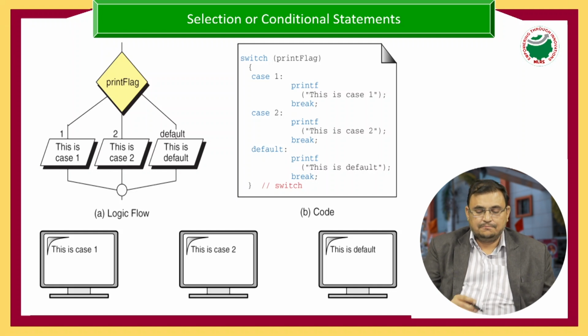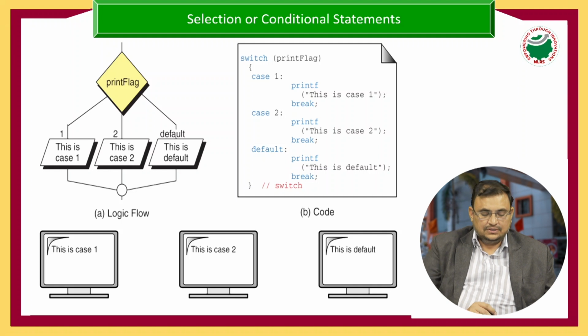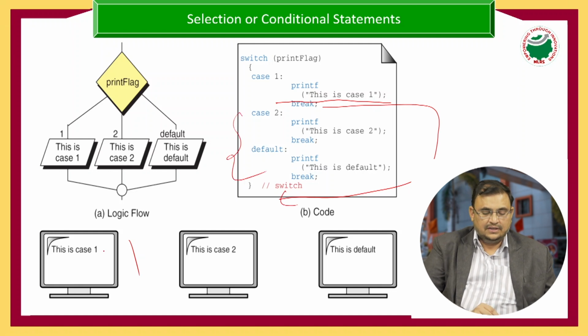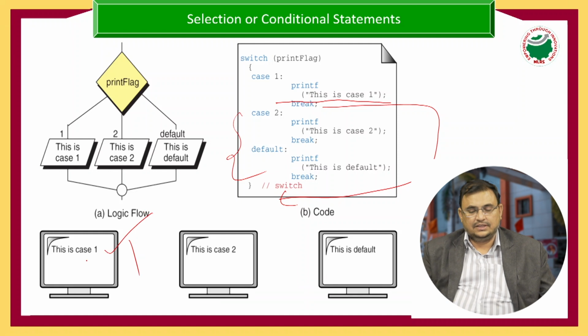What happens if you use break? Now see, if case 1 is a match, it will print this is case 1. Then you are applying break, so control comes out of this switch. The remaining two cases are skipped. That's why if the case is 1, it will print only this is case 1. Remaining cases are skipped because of break.